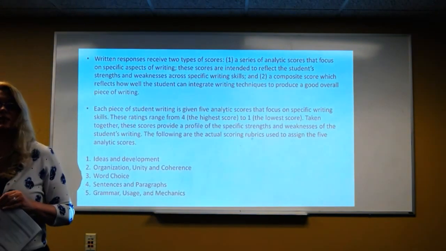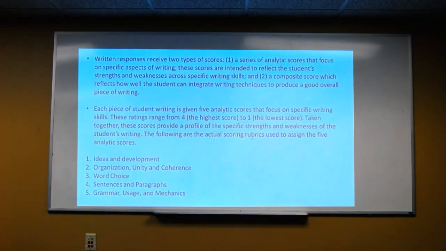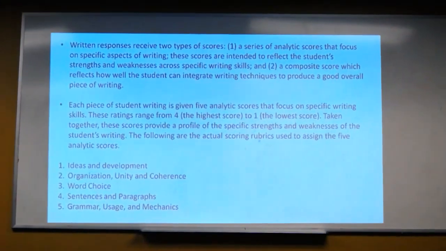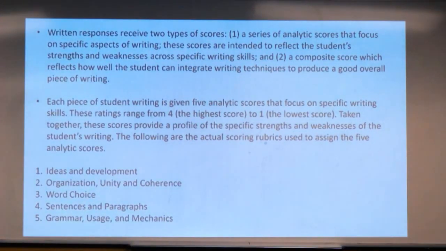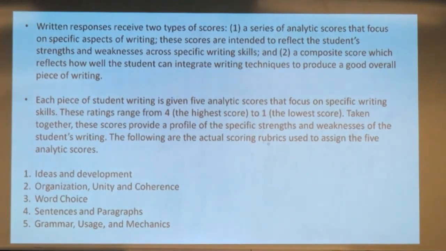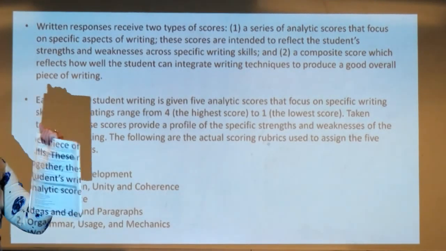They will take these scores together and then they will make one composite score, and then that's how they receive their score of whether they have passed the EOI or not. The following are the actual scoring rubrics used to assign the 5 analytical scores, so let's look at those. Just here's a list: ideas and development, organization, unity, and coherence, word choice, sentences and paragraphs, and grammar usage and mechanics. Those are in the guide.